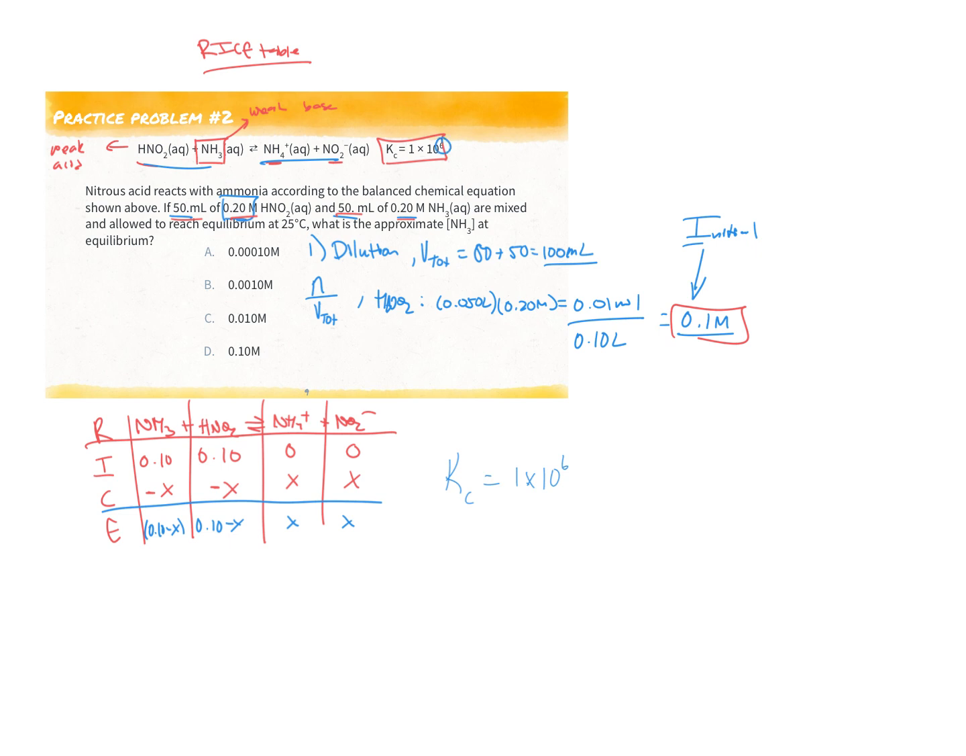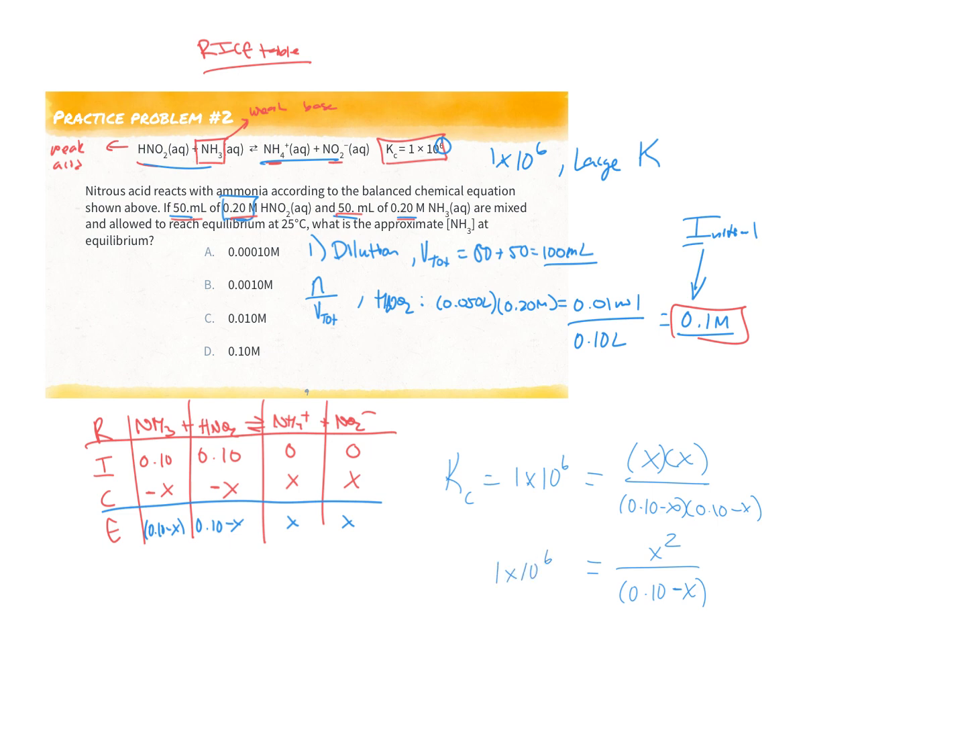Keep in mind that it's 10 to the 6th. I'm going to rewrite this just because I've written over it. 10 to the 6th, so this is a large K. We can't use the assumption that we were using previously, but this is actually quite an easy problem to solve, and you'll see that in a second. We have X times X over 0.10 minus X times 0.10 minus X. This, of course, we're multiplying the same thing by itself, so it's X squared over 0.10 minus X, that equals 1 times 10 to the 6th.